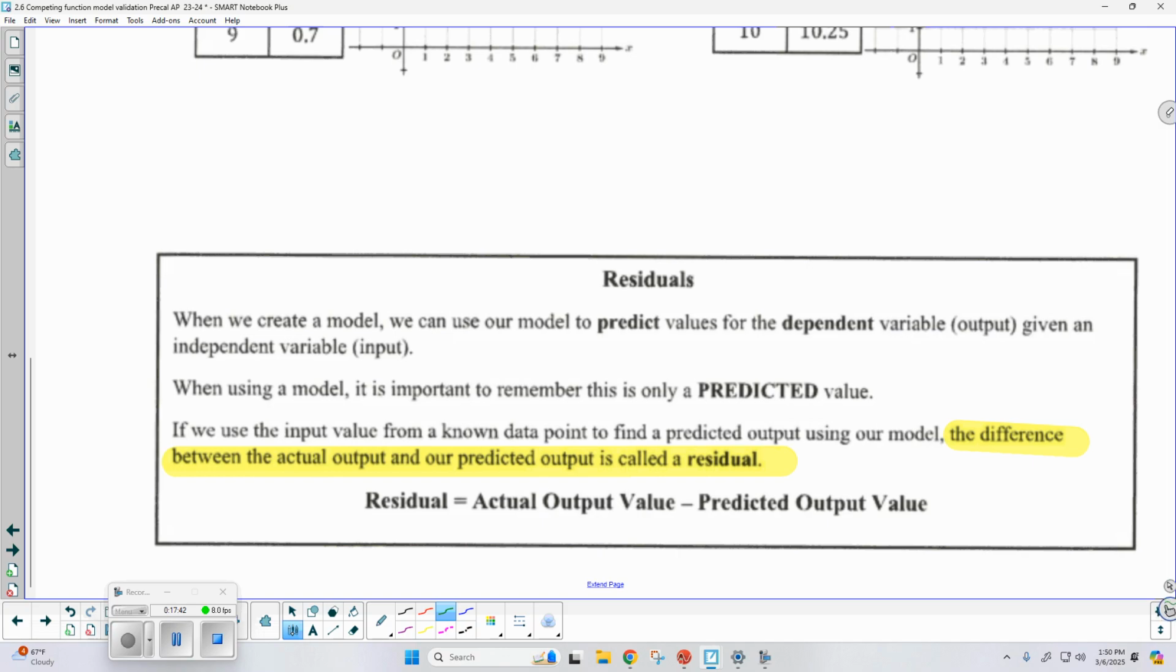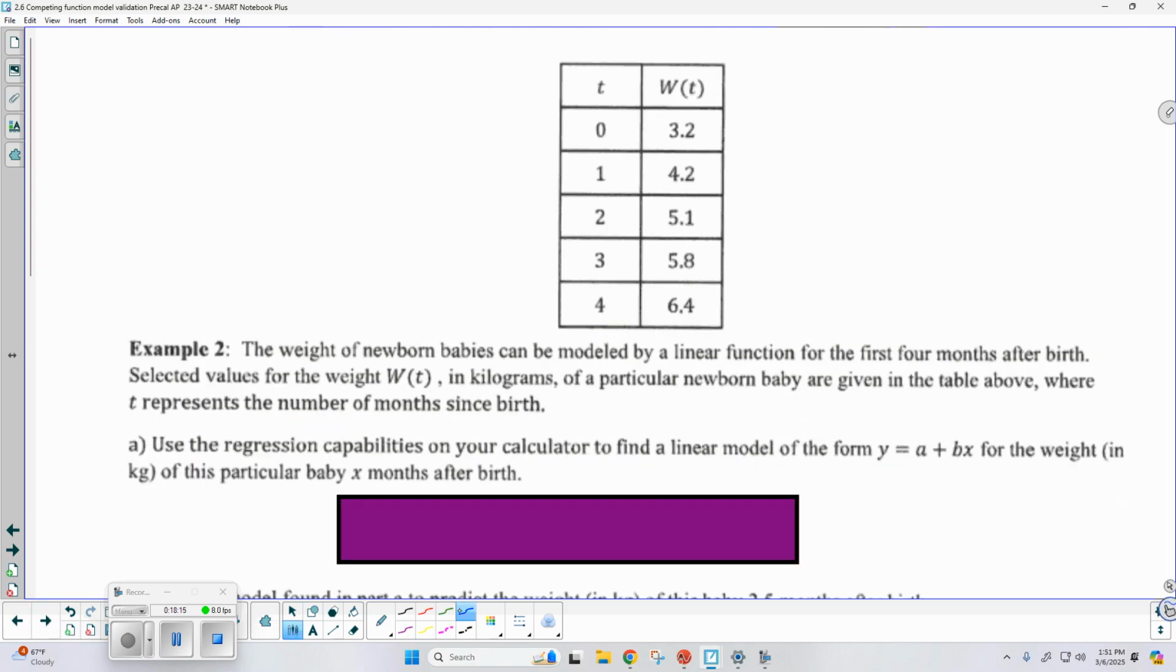When we create a model, we can use our model to predict values for the dependent variable, the output, the y's, given an independent variable input, the x's. When using a model, it's important to remember this is only a predicted value. If we use the input value from a known data point to find a predicted output using our model, the difference between the actual and the predicted is what we call a residual. You have to subtract them, and it's super important: it's always the exact value minus the predicted. Okay. Well, with this in mind, here's our last problem.